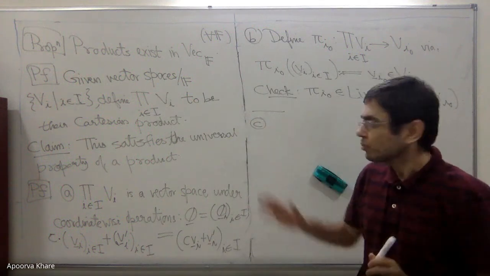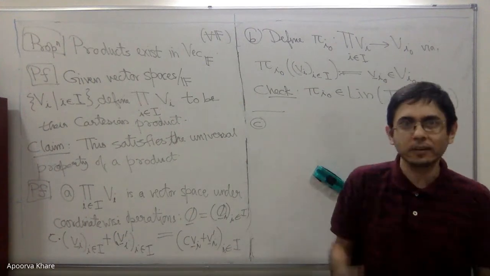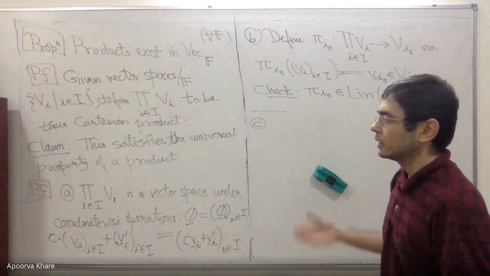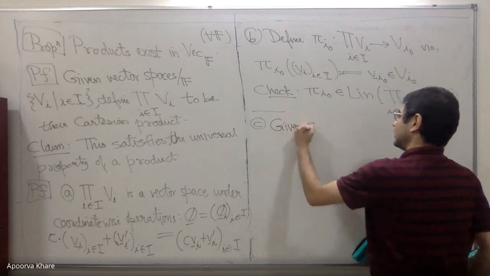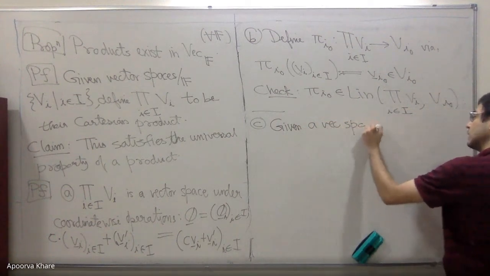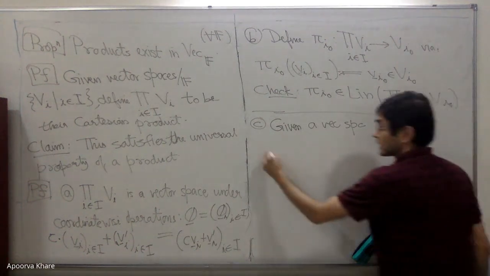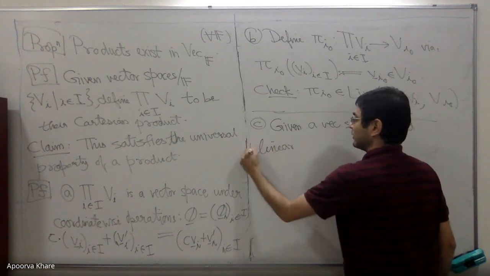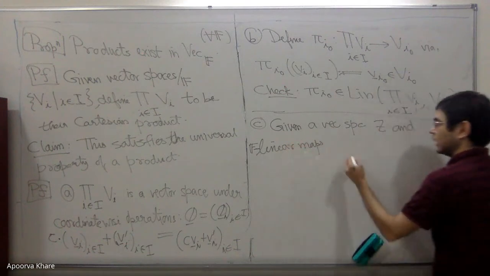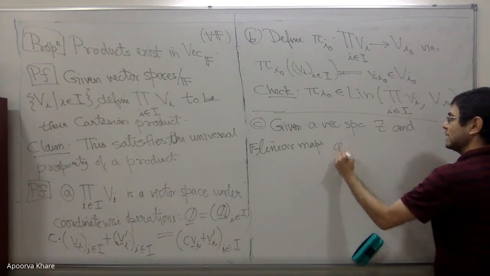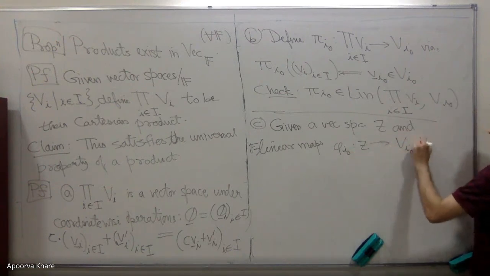And then part 3, now we actually have a valid candidate. Now that this is the object and these are morphisms, we have a valid candidate for the product. So now you check that it satisfies the defining properties. Now given a vector space Z and morphisms, which in this case are linear maps, or even F-linear maps if you want, φ_i from Z to V_i, or φ_{i₀} for all i₀.